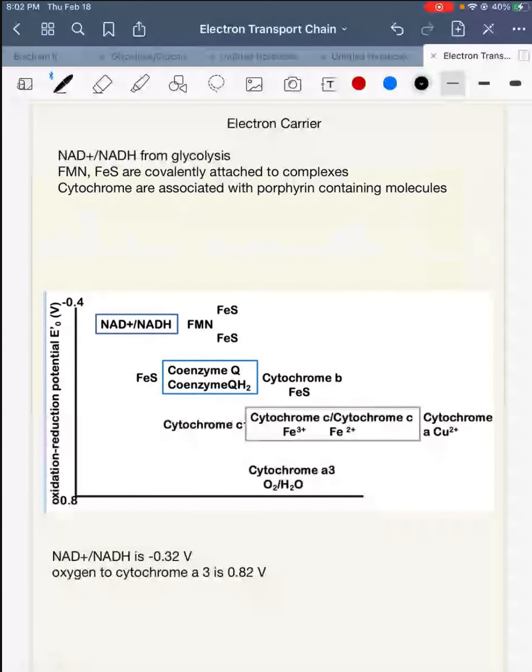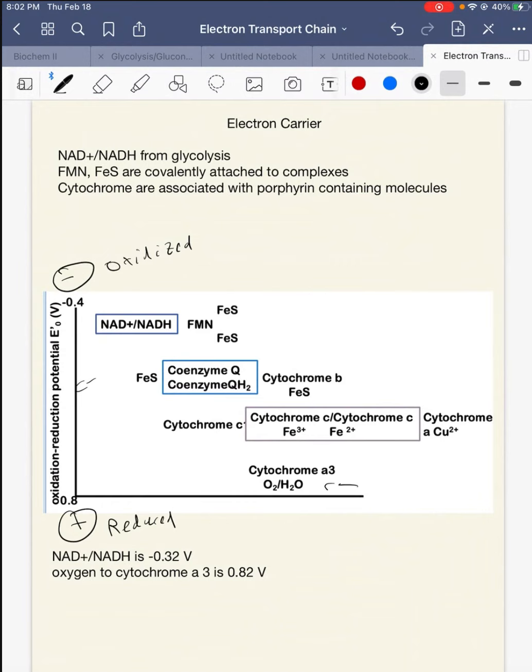before we can talk about complex 1. Okay, so this is the reduction potential. This is the negative side, and this is more positive. More positive will be more likely to be reduced, and this is more likely to be oxidized. So we'll see that oxygen is down here with H2O, and then we'll have cytochrome A3, and then cytochrome C is here. So this is in complex 4. And then we also have NAD and NADH up here, so those are in complex 1.